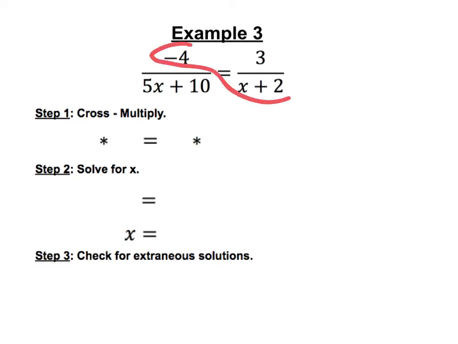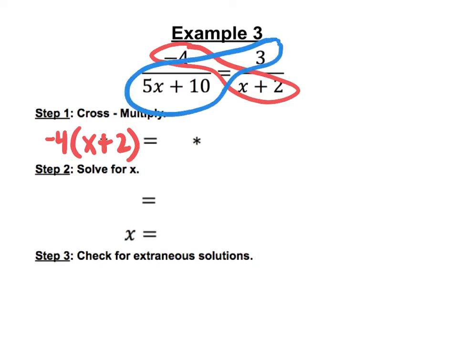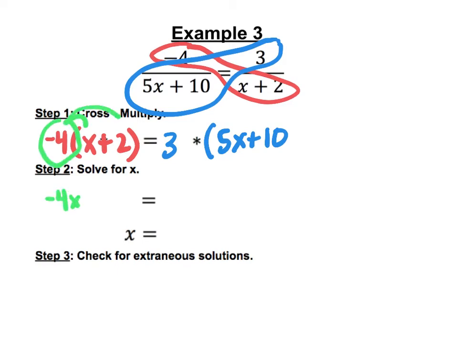So I'm going to do -4 times x plus 2. I'll make sure you have more space for yours, and then on the other side we'll do 3 times 5x plus 10. We are going to start by distributing, so I'm going to do -4 times x is -4x, -4 times 2 is -8, and then the other side, 3 times 5x is 15x, and 3 times 10 is 30.